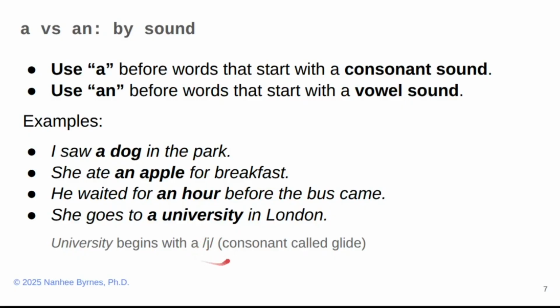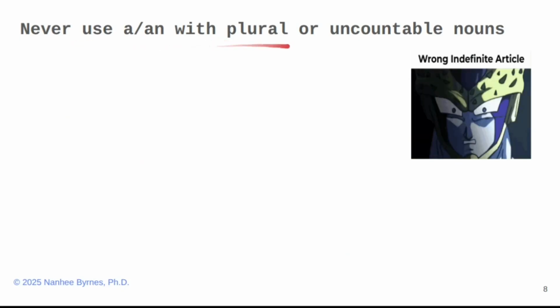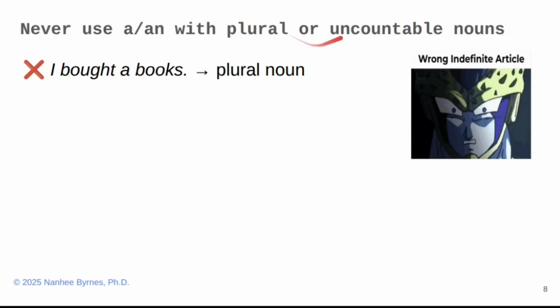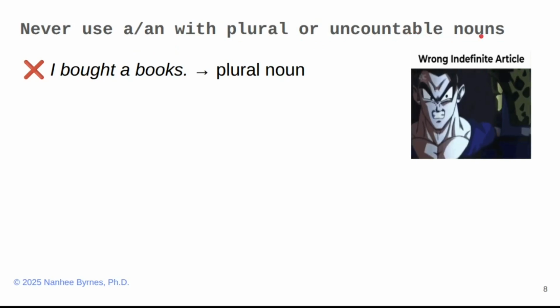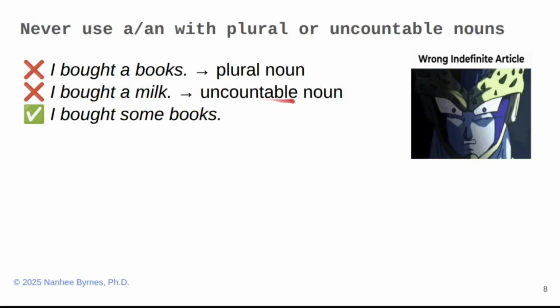Now let's talk about when not to use a or an. These articles can only be used with singular countable nouns. That means you never use them with plurals or uncountable nouns. So it's incorrect to say, "I bought a books." That's plural. Or "I bought a milk." Milk is uncountable. Instead, you'd say, "I bought some books," or "I bought some milk."